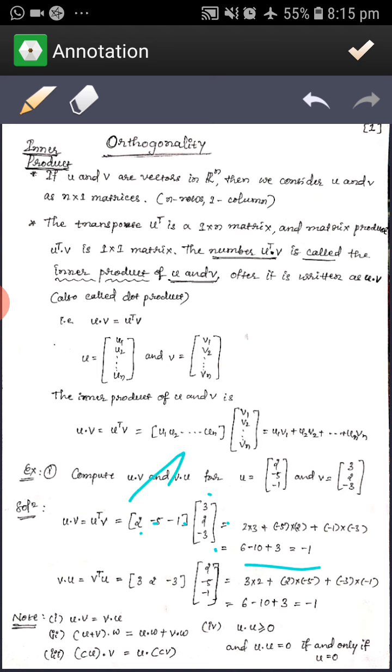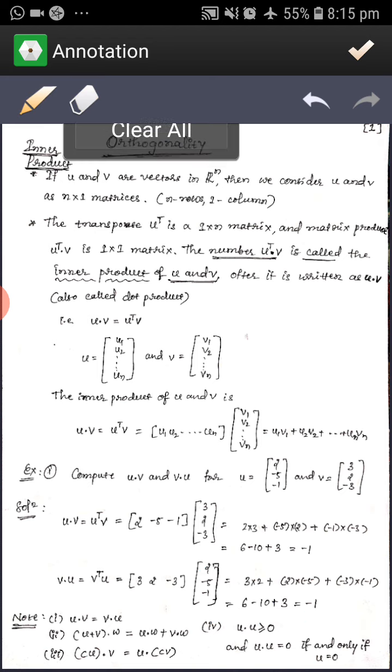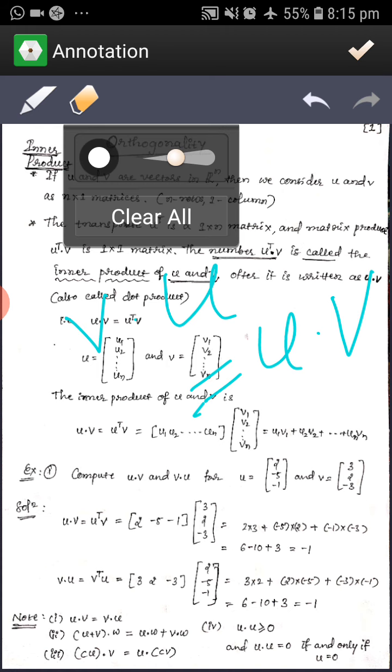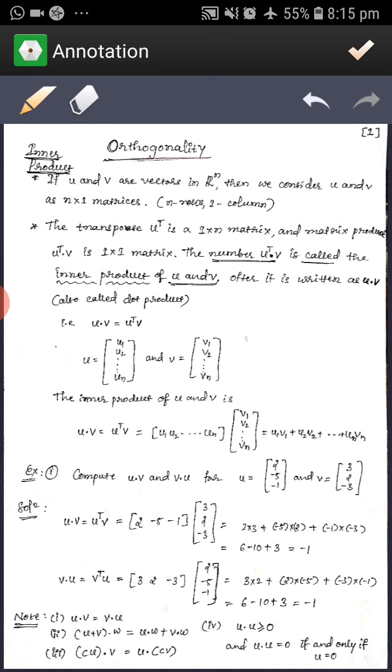Similarly, for v dot u, we take v transpose and multiply with u, and the result is the same. So v dot u is equal to u dot v. Both are the same. Now we just give some notations, some laws, that we are representing here. That is u dot v is equal to v dot u.